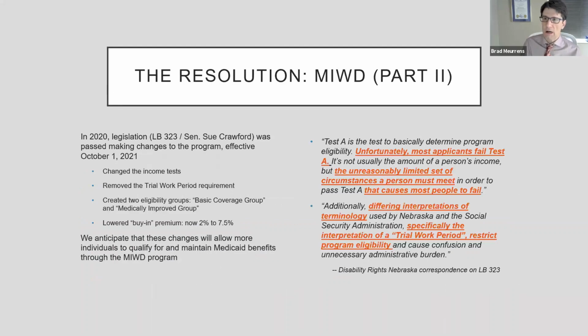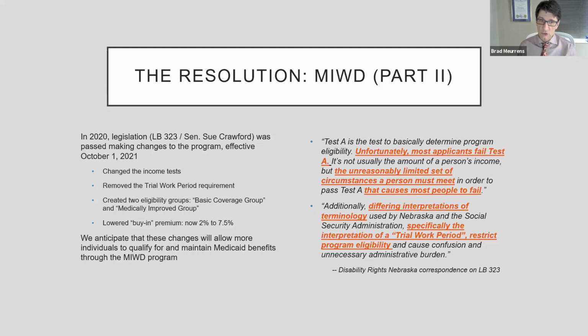So that was the impetus behind legislation in 2019, 2020. Legislative Bill 323 by Senator Sue Crawford of Omaha was passed, which would make changes to the MIWD program, effective October 1st, 2021. Highlights of those changes: it changed the income tests. The legislation removed Test A.